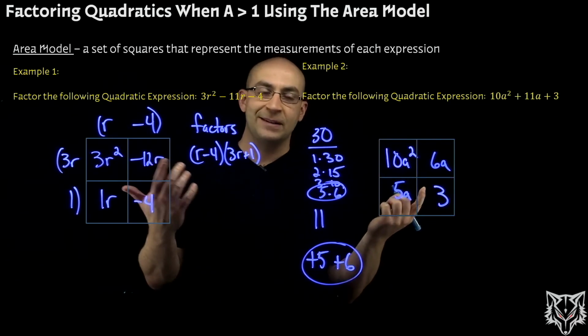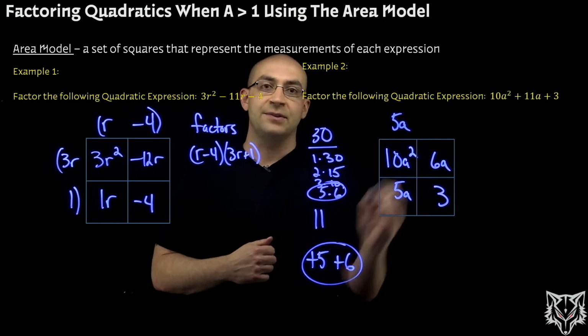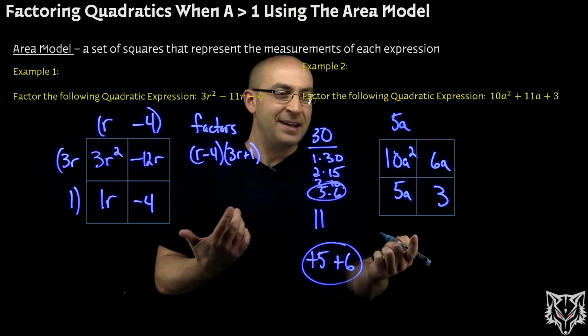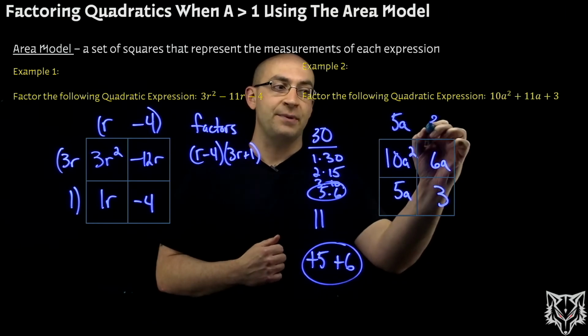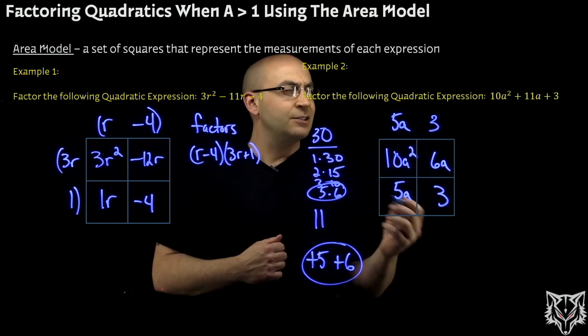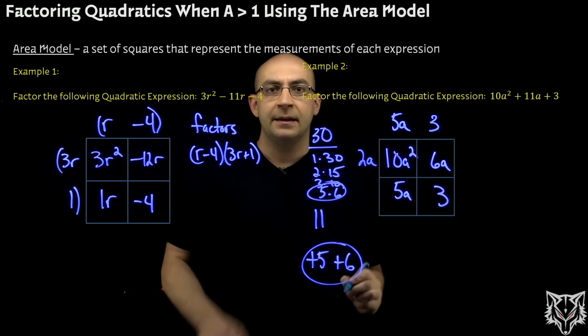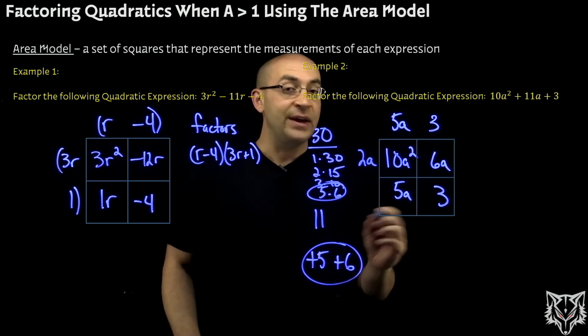Okay, greatest common factor time. 10a squared and 5a. 5a is the greatest common factor. That can come out. 6a and 3. Greatest common factor there is just a 3. Off to the side now, 10a squared and 6a. Greatest common factor here is going to be 2a. And then with the 5a and the 3, they don't have anything in common.